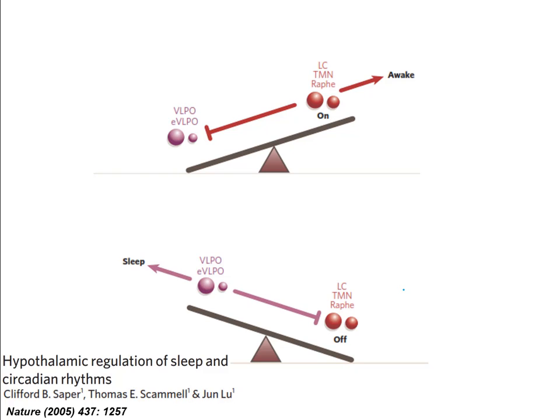So the way the circuit works is this simple balance: if you run these brainstem nuclei, here this is the locus ceruleus, the raphe, and the tuberomammillary nucleus, all of whom we will cover on Monday. When they are firing, you're awake, and they're inhibiting the ventrolateral preoptic area. If the ventrolateral preoptic area is firing, you're asleep, and it inhibits this. Okay?